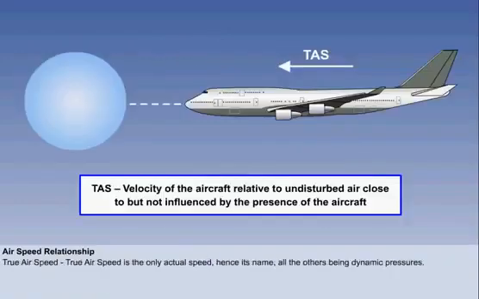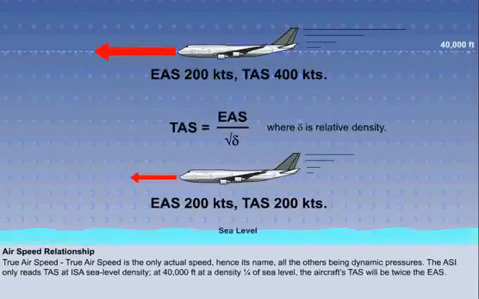True airspeed is the actual speed of the aircraft through the air, and is the only real speed of those considered so far, all the others being dynamic pressures. The ASI is merely a pressure gauge calibrated to read as speed. TAS is EAS divided by the square root of the relative density. That is the ambient density as a proportion of the ISA sea level density.